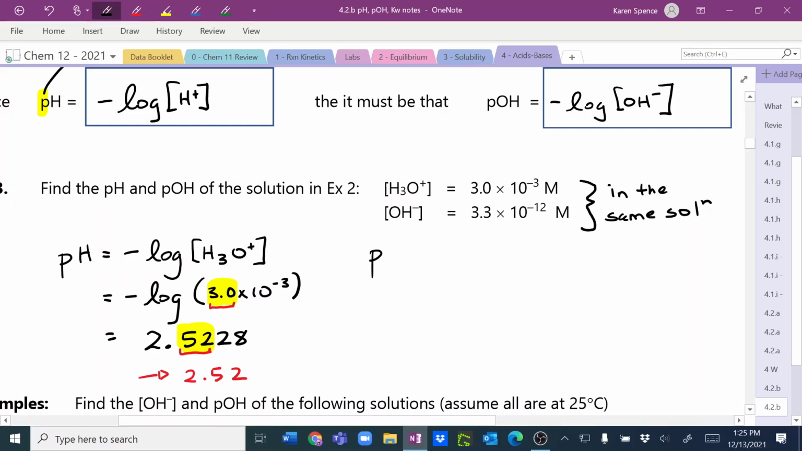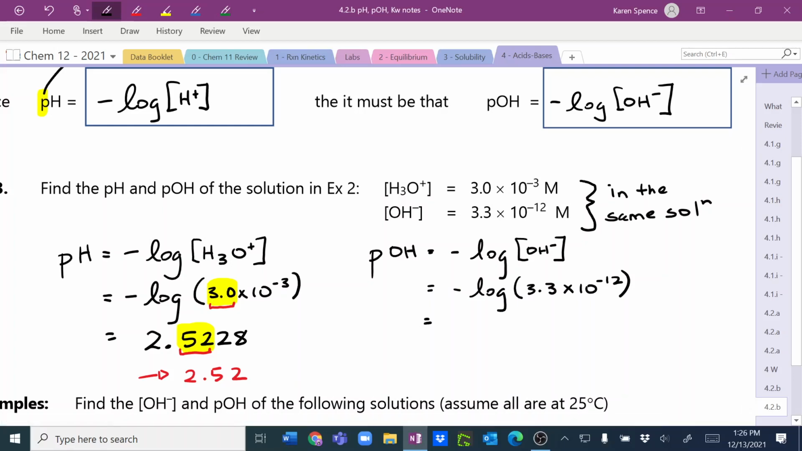Let's do the same calculation, but now for pOH. pOH is the negative of the log of hydroxide. Do you get credit for writing that? Yes. Do you get full credit if you don't write that? No. Okay. So that's now the negative log of, what is it, 3.3 times 10 to the negative 12. And we get 11.48.